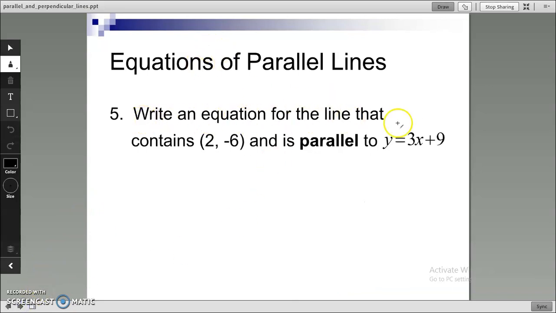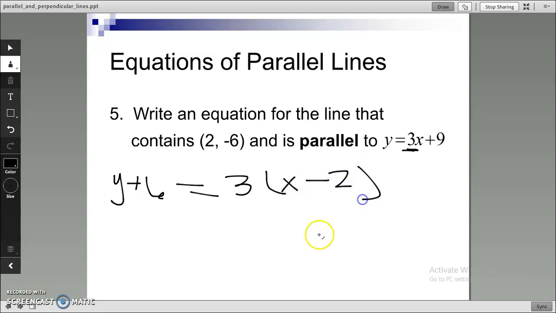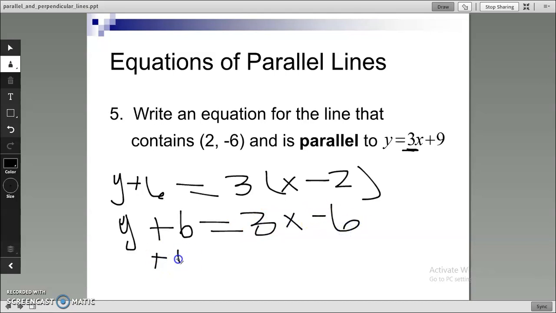All right, it says write the equation for the line that contains (2, -6) and is parallel to y equals 3x plus 9. So I have my slope here. It's going to be y minus y1, which is negative 6, so it's plus 6, equals 3 times x minus x1, which is 2. I'm going to leave it like that for now. Well, I can go ahead and multiply it through. Why not? It won't take us long, right? So we distribute and get 3x minus 6. Then I'm going to add 6 to both sides, and I get y is equal to 3x, period, because it crosses out here.